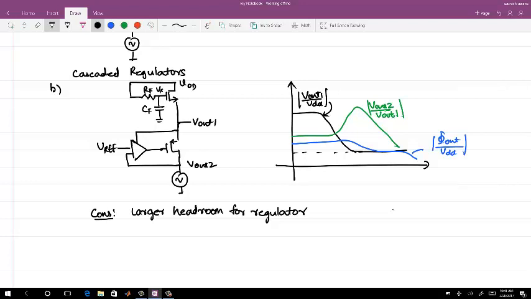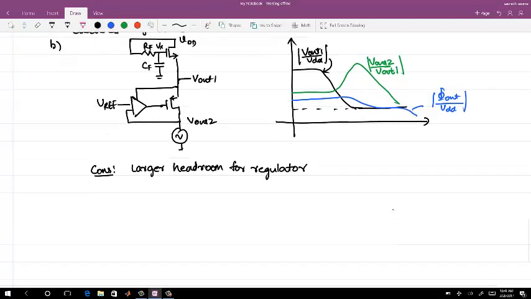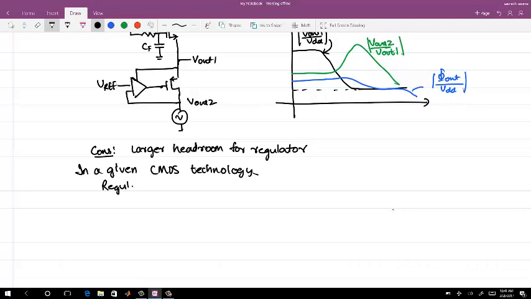Okay. So just for your information, the NMOS which you are going to use for the top regulator, if you are using the same NMOS... in any given CMOS technology, you have different kinds of devices, right? One is regular VT, low VT, high VT. Which other device have I left? Zero threshold voltage. They are normally called native devices.